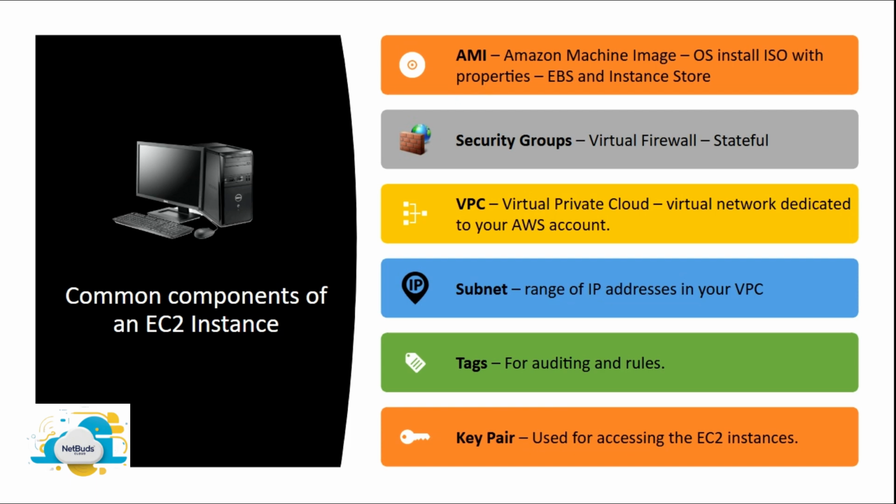Third very foundation block is the network, which is virtual private cloud. This is kind of a network boundary which is given to you. Within this network boundary, you can provision n number of EC2 instances.